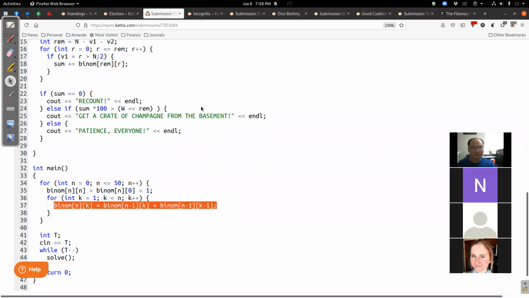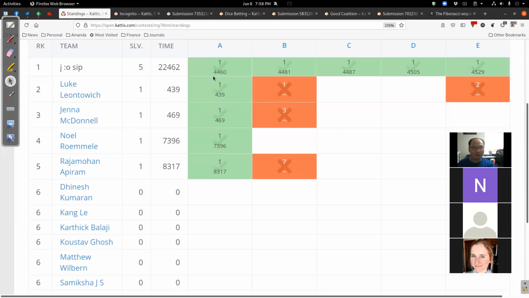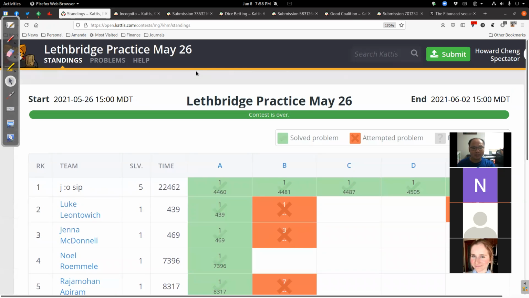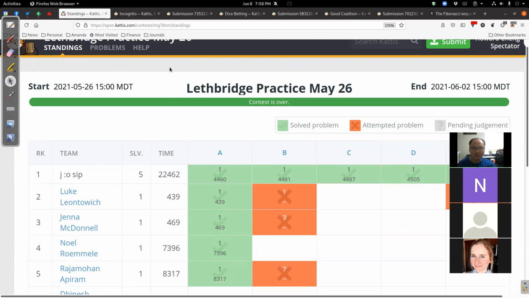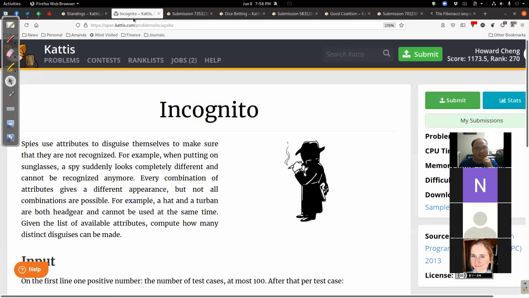Okay, so let me go to the next problem. Now, the next problem that people tried here, Luke, you try E. Actually, let me go to C first. The easiest problem in the set is actually C, and then D and E are harder. So I'll talk about C and then I'll jump to E. And then I think we both actually tried C and D. We just didn't submit them.